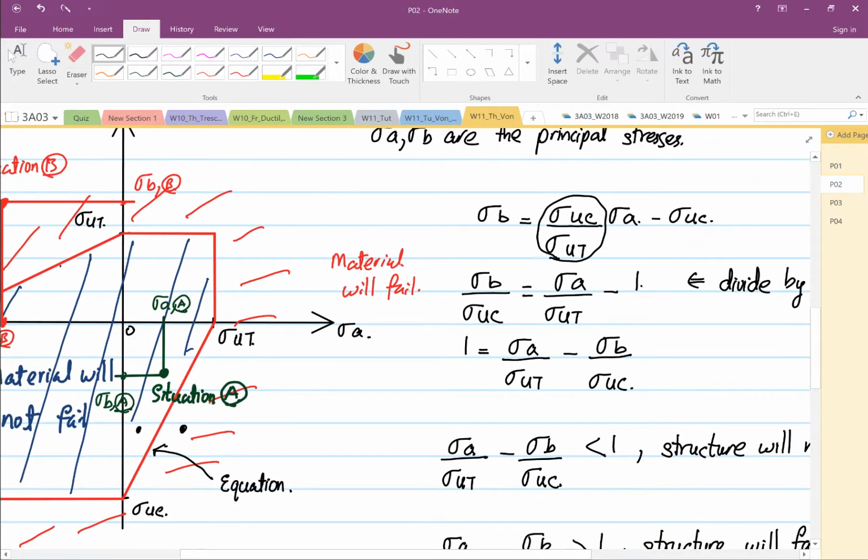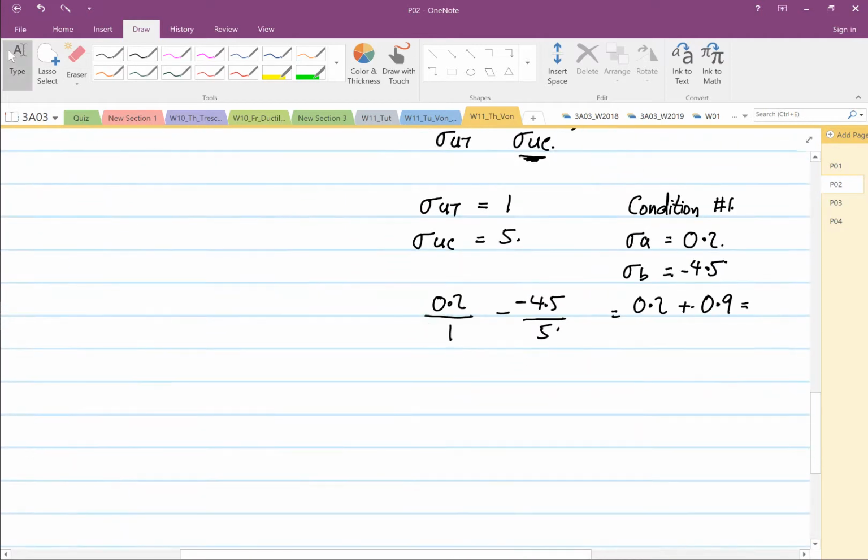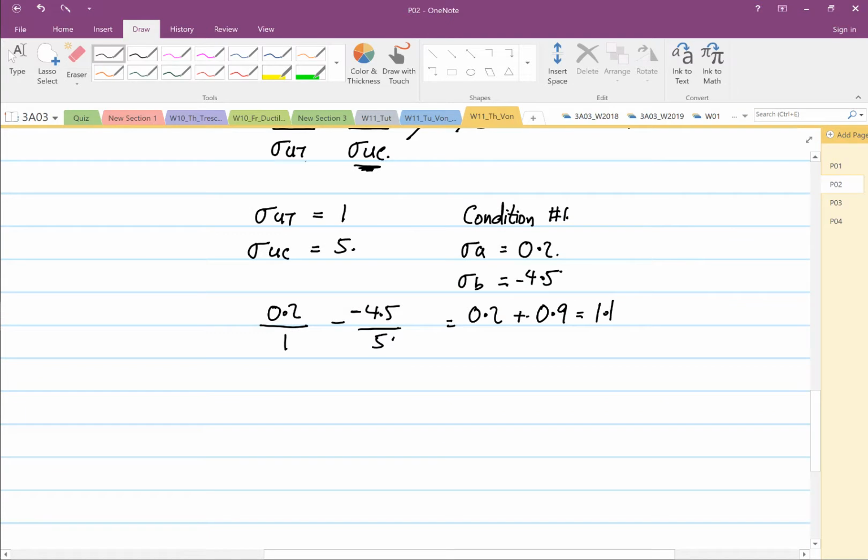So this is a gradient, and it's positive. We treat them as magnitude. So we realize that this is equal to what? 0.2 divided by 1, plus 4.5 divided by 5, which is 0.9. So this is 1.1. So the structure will fail.